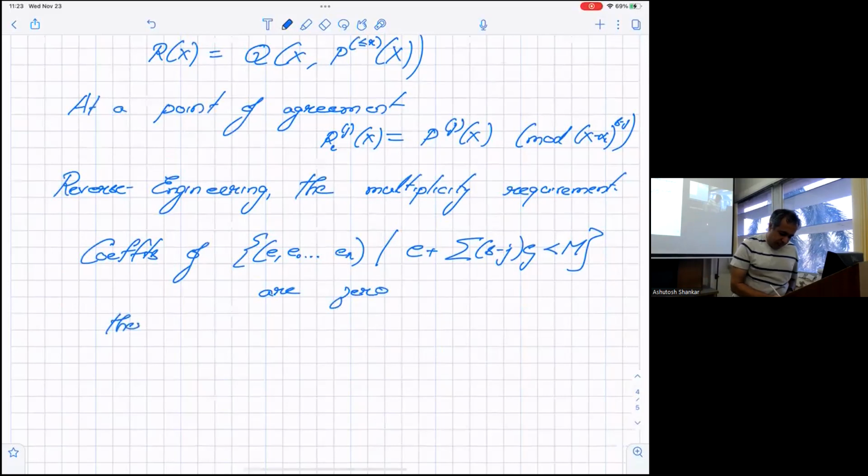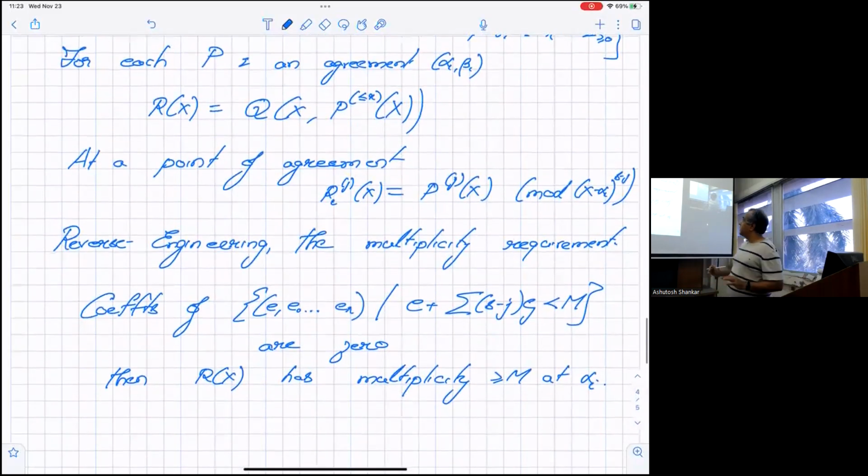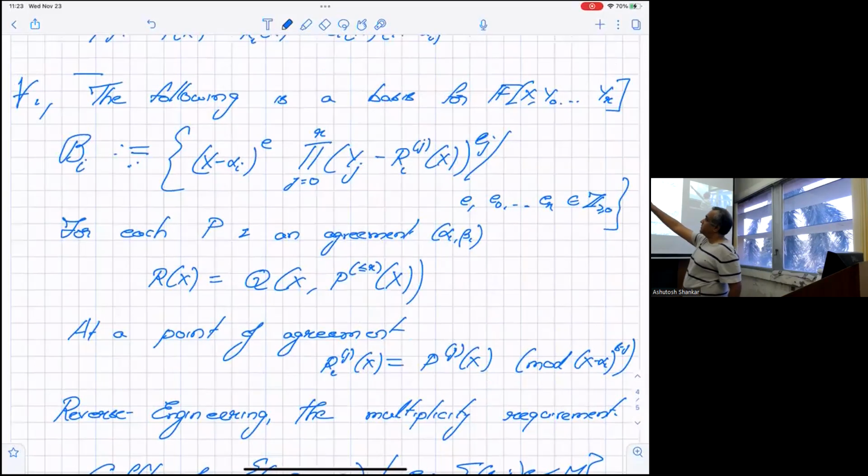R of x has multiplicity at least m at alpha. Let's clear this a little longer. So, okay, is that basis right? Okay, that's a basis. So I'm going to write Q of x in this basis.